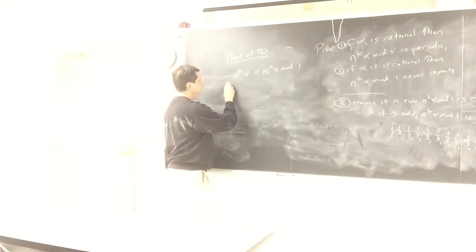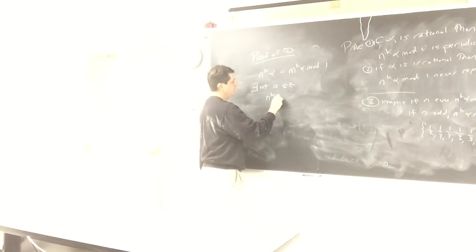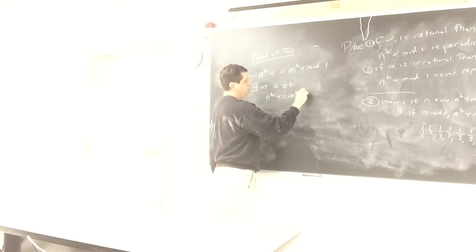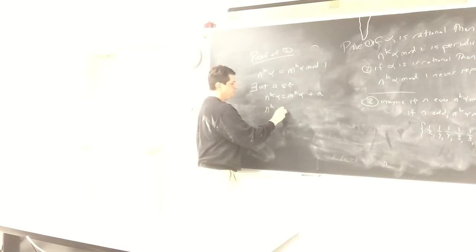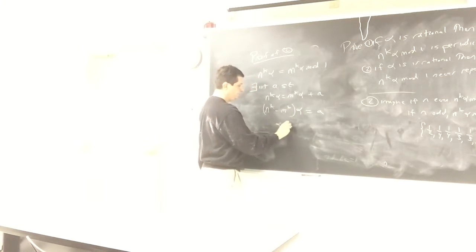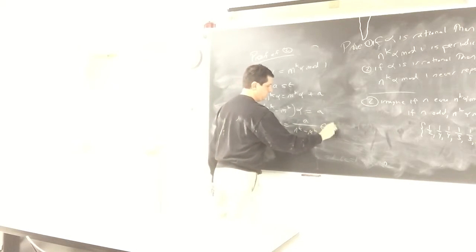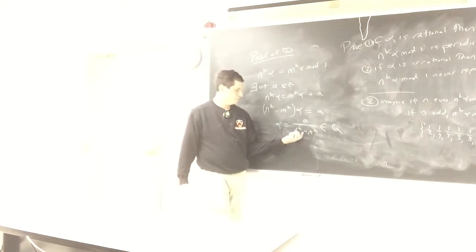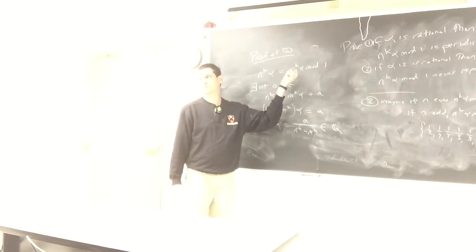Okay, so this means there exists an integer a such that n^k alpha equals m^k alpha plus a. So then if we subtract, we get (n^k minus m^k) alpha equals a. So alpha equals a over (n^k minus m^k), which is rational. And by assumption, the denominator is not 0 because we're assuming we have 2 different points. So this is all we need to do to show that it never repeats. If you notice, this is actually very similar to the proof when k equals 1.